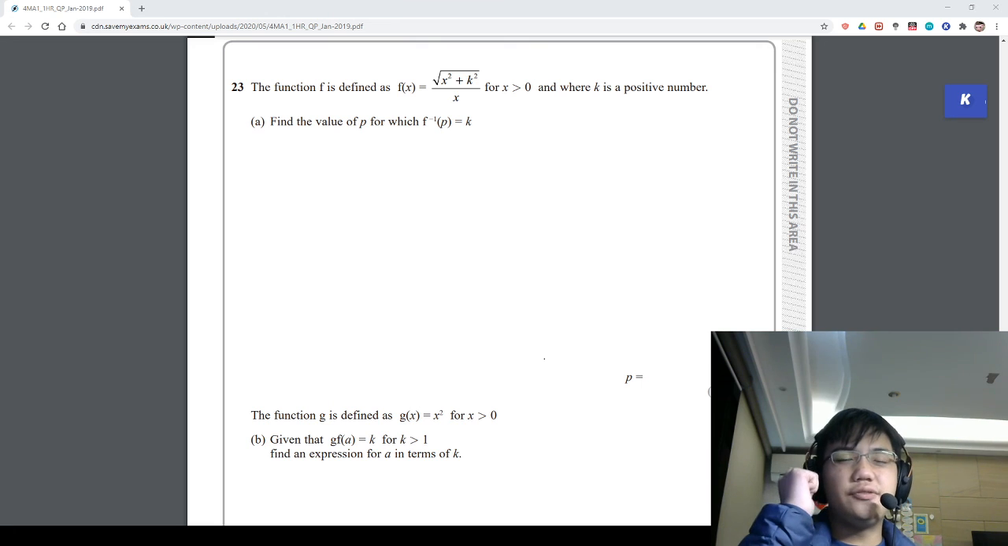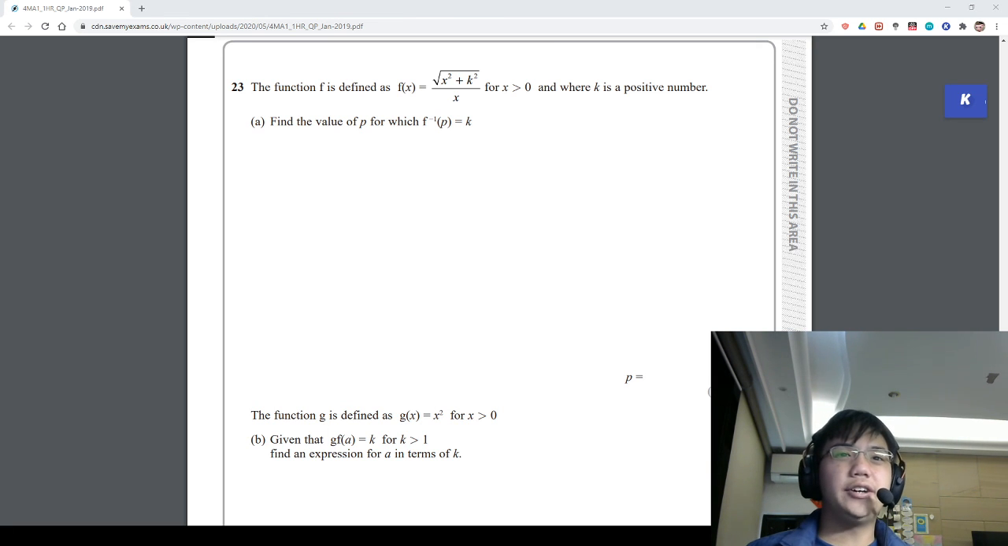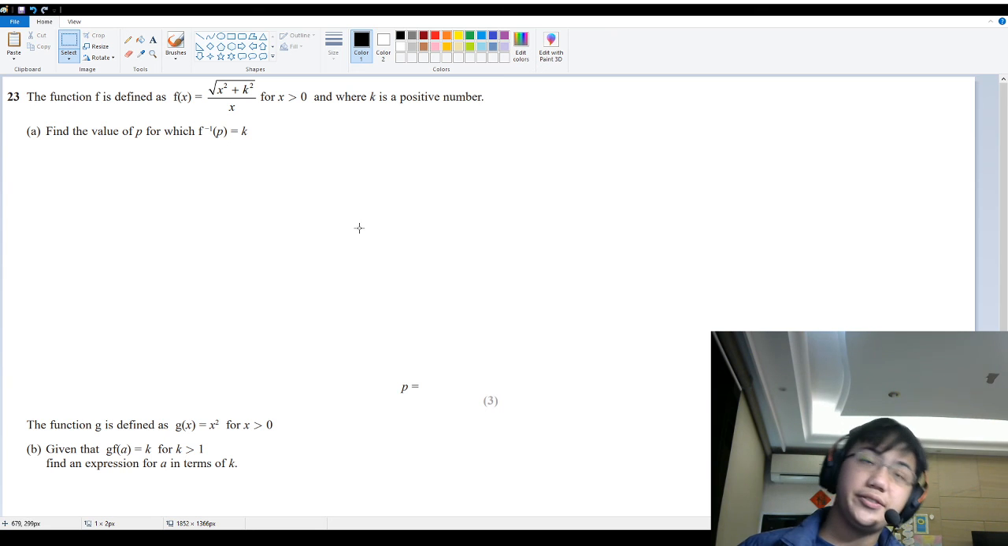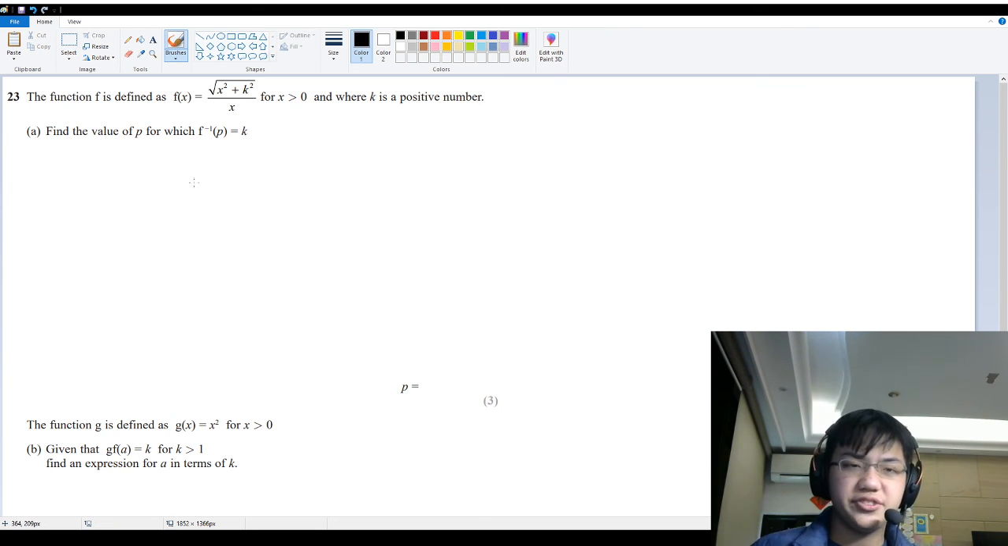Given that g of f of a is k for k greater than 1, find an expression for a in terms of k. This is quite a mouthful and, well, fitting for a final question on this paper. Let us solve this question.